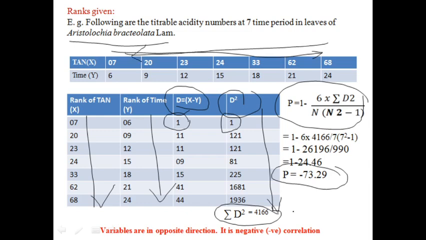So what will be the conclusion here? As the value is negative, the conclusion is that the variables are in opposite direction, so there is a negative correlation. As we know, there are three types of correlation: positive correlation, where values are positive and variables are in the same direction; in negative correlation they are in opposite direction; and when there is a zero value, then there is no correlation.